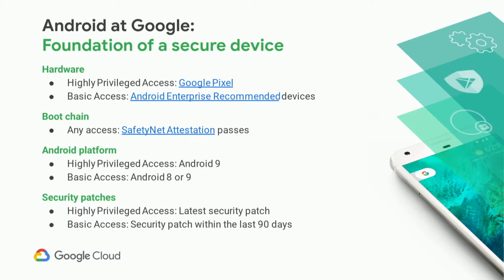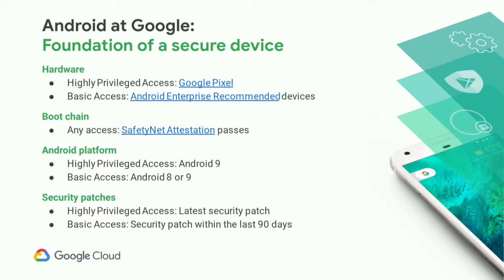Beyond the build of the Android platform, we also have version requirements. For highly privileged access, the device must always be running the latest version of Android, which is always available to Pixel devices immediately. For basic access, we allow the last two major versions, which are currently Android 8 and Android 9.